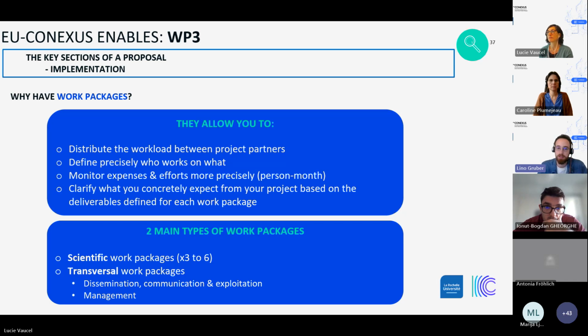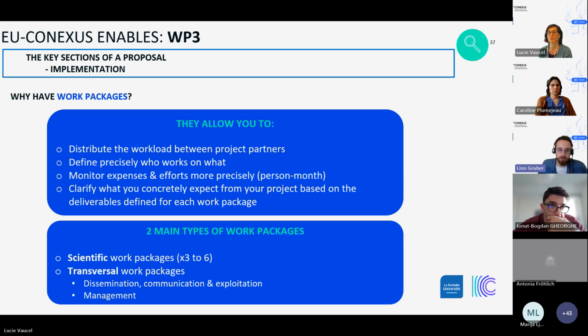Just so you know, each work package has a lead partner. It means that one of the partners will be in charge of coordinating the whole work package, even though some tasks within this work package may be taken care of by other partners. But it doesn't matter. Every work package needs to have at least one lead partner.